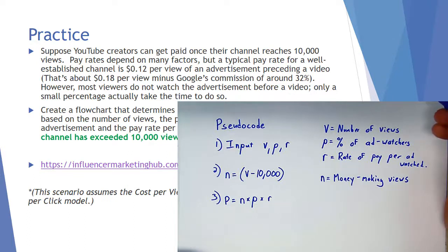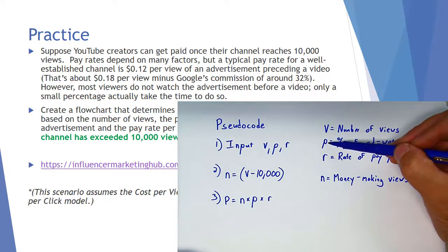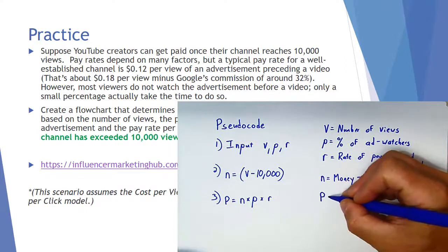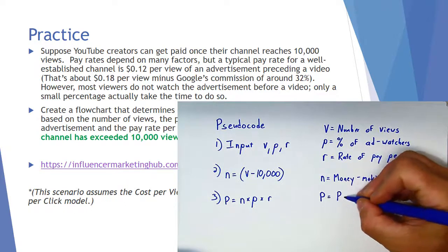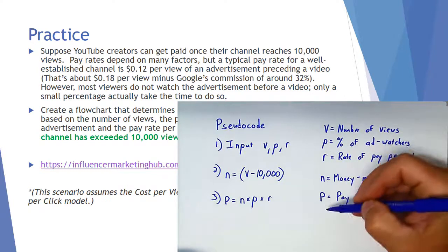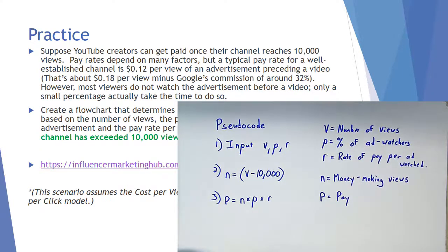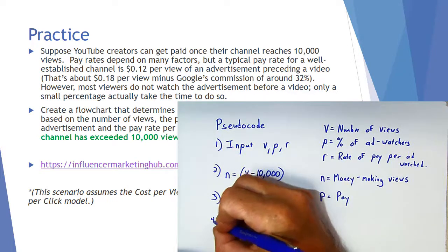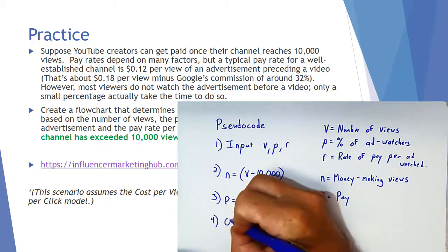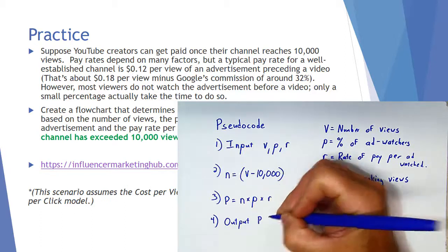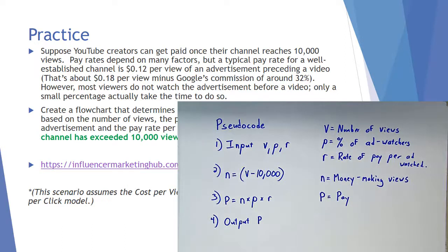So here again, we did this yesterday as well, but I'm using lowercase p for the number of ad watchers, and I'm using uppercase P for the total pay. Variables are always case sensitive, and so when you write variables, you should always distinguish between lowercase and uppercase. And that is the value that we're trying to find, and so we can output that value P, and we're done with our pseudocode.